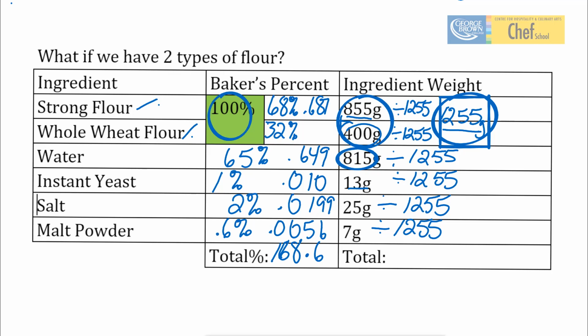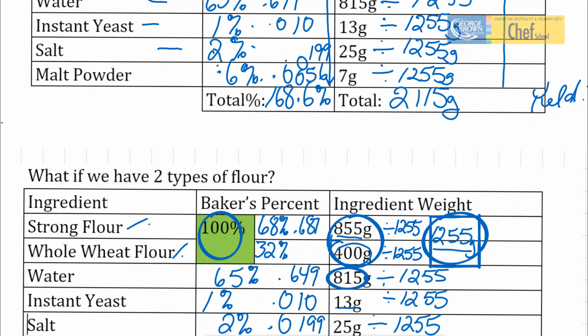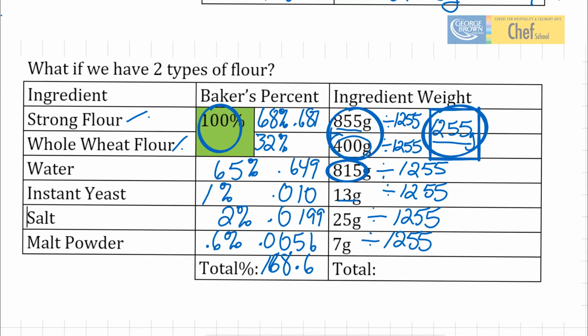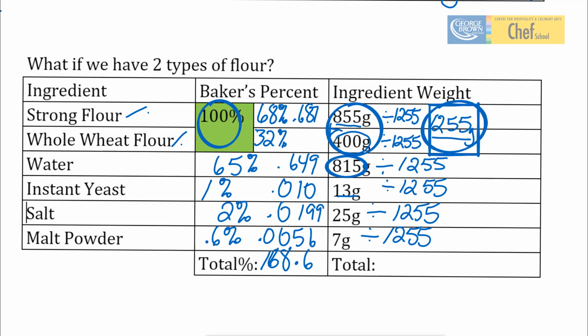168.6, and we want to add up our total ingredient weights. So that is 2,115 grams. This is good to know because maybe you're going to be making 500-gram loaves. If you don't know what the whole batch makes, how do you know how many loaves you're going to get out of it? And that is how you calculate basic baker's percent.